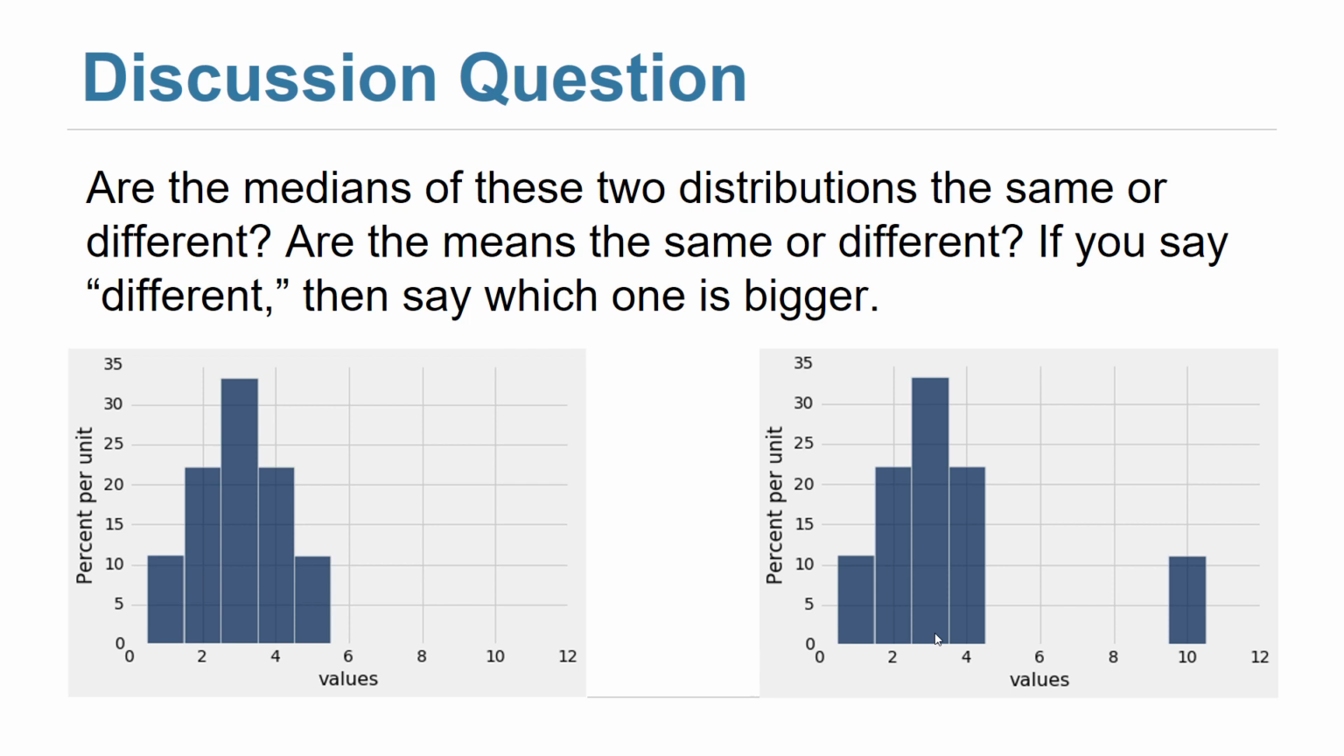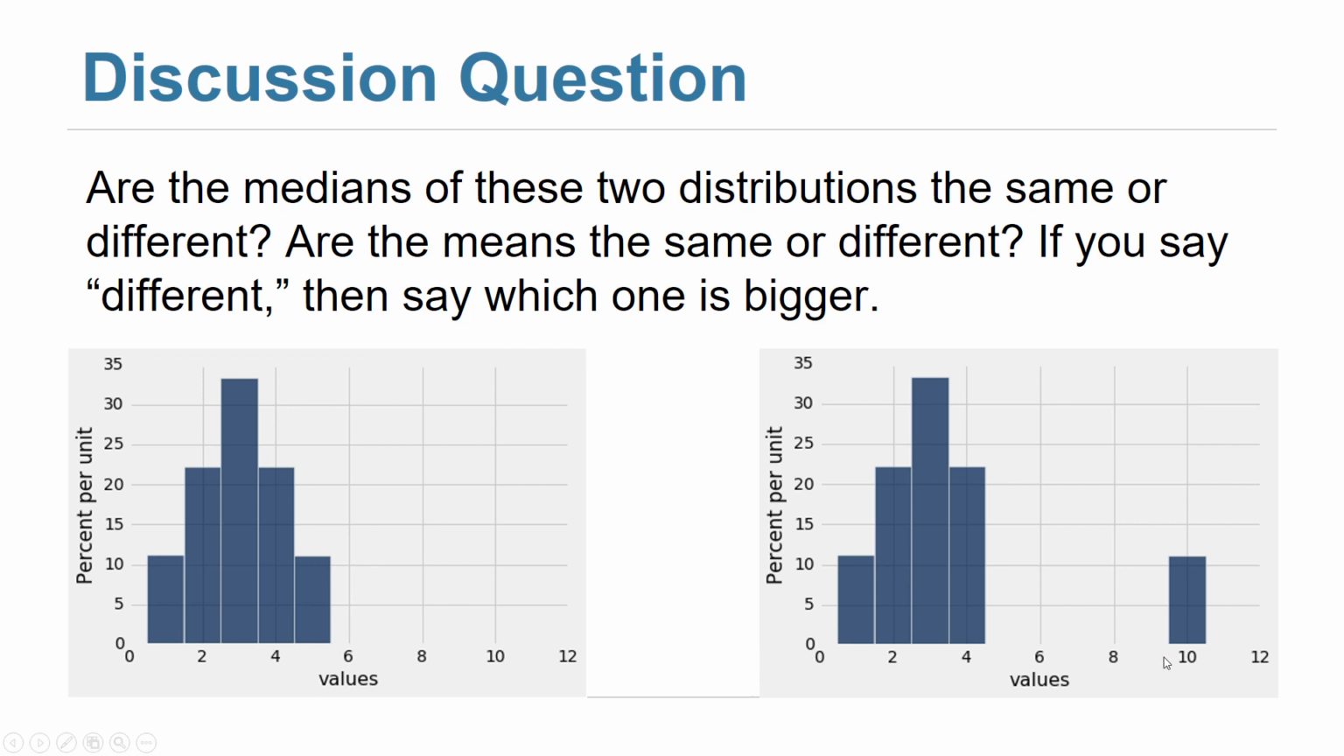The second question: are the means the same or different? Now we can mathematically say that because the sum here will be larger than the sum here, the mean here should be larger than here, which is of course true. But let me explain that in a different way.